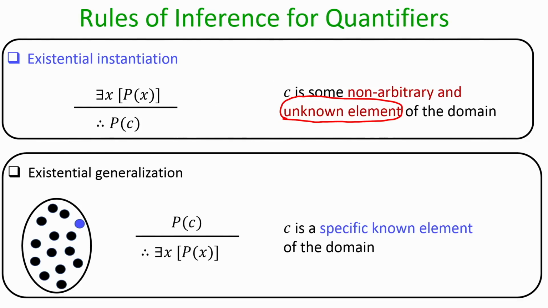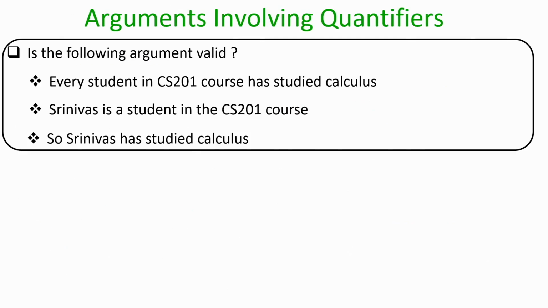Whereas, existential generalization says that if you know that property P is true for element C in the domain, where C is some fixed element which you are aware of, that means you have witnessed C explicitly for which the property P is true, then you can come to the conclusion that there exists x P of x is true. So, these are 4 popular rules of inference which we use while dealing with quantifications. Now let us do an example to see how to verify whether argument forms are valid or not in predicate logic.